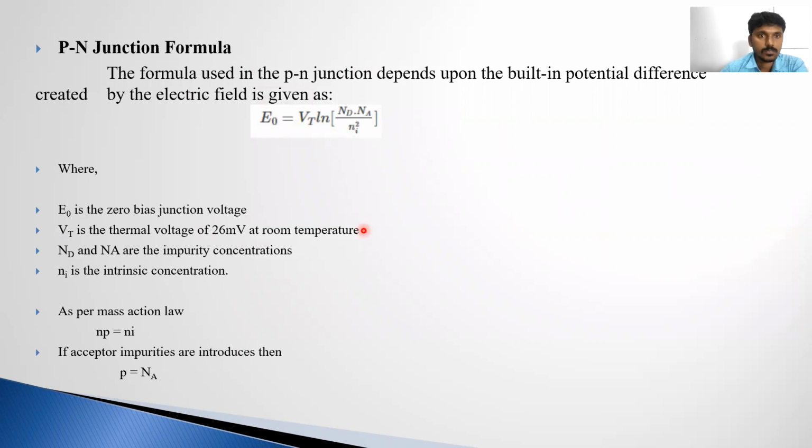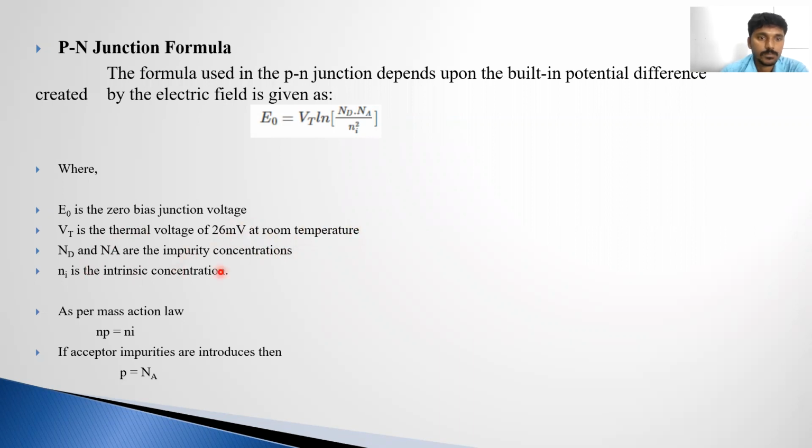Next, the formula used in the PN junction for the built-in potential difference created by the electric field is given as E0 equal to Vt times ln, where ln is nothing but log: E0 = Vt ln(Nd Na / Ni²). E0 is the zero bias junction voltage. Vt is the thermal voltage, generally 26 millivolts at room temperature.